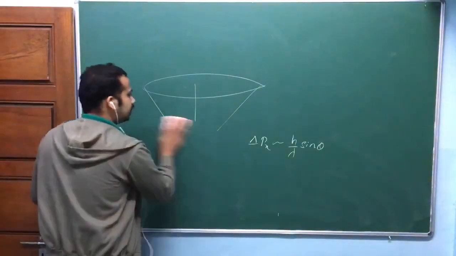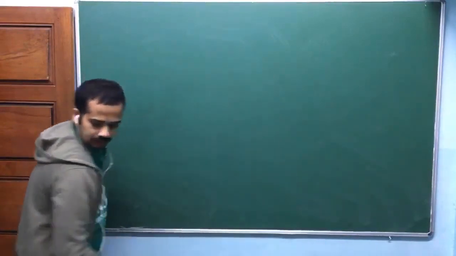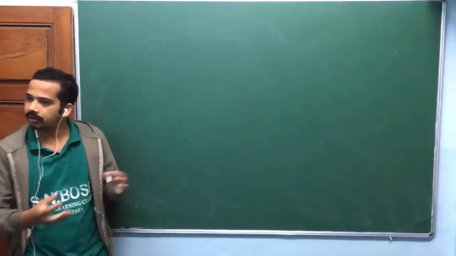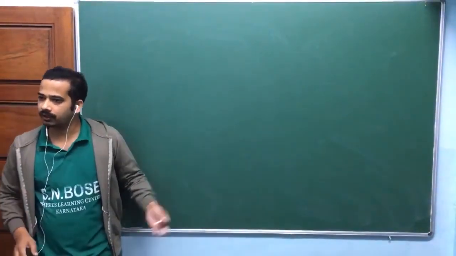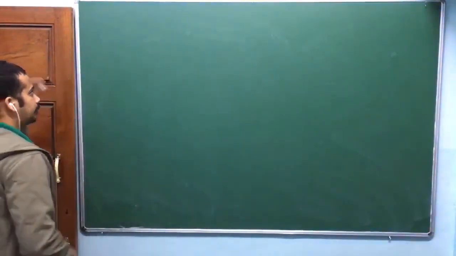That's why uncertainty is an inbuilt natural phenomenon. Okay, it's not because of our measuring apparatus. If I improve it and make an uncertainty-free setup, that will not work, because this is derived mathematically. Okay, we shall see that one later.